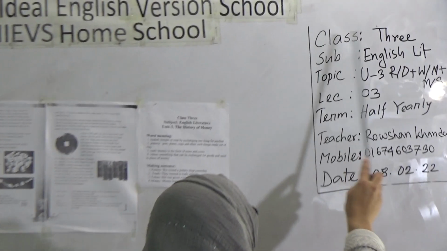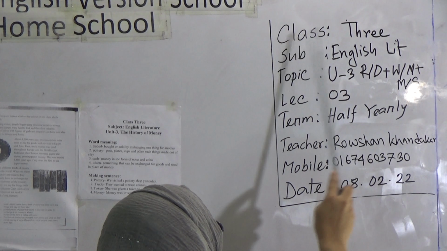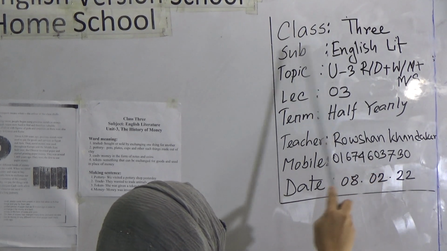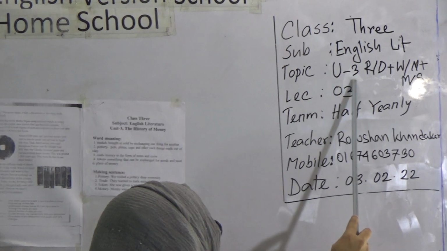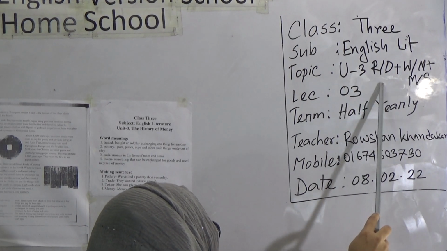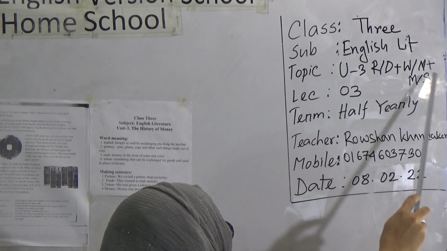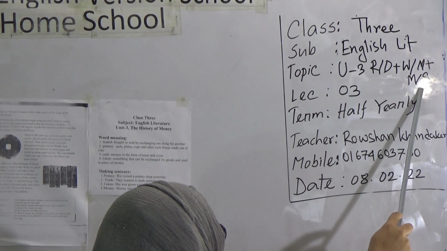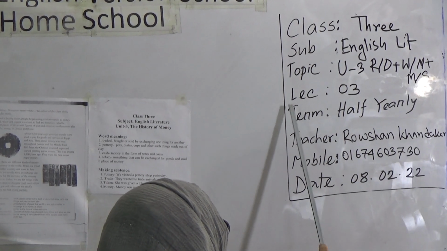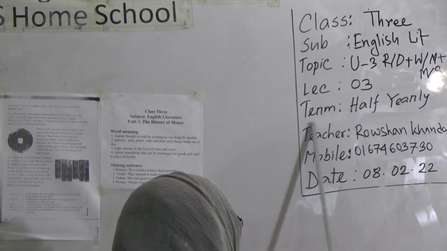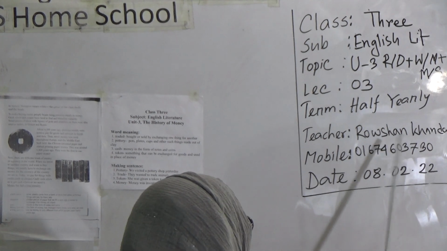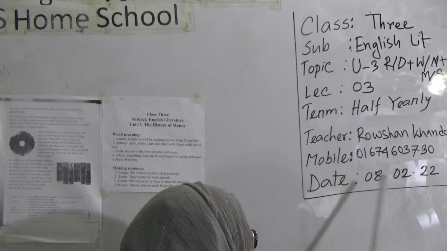So this is today's class: class 3, subject English literature. Our topic today is Unit 3, which is a story. We will do reading, word meanings and making sentences. Okay, these are our topics. This is lecture number 3, and this lecture is for the half yearly examination. This is my name and this is my mobile number, and today's date.